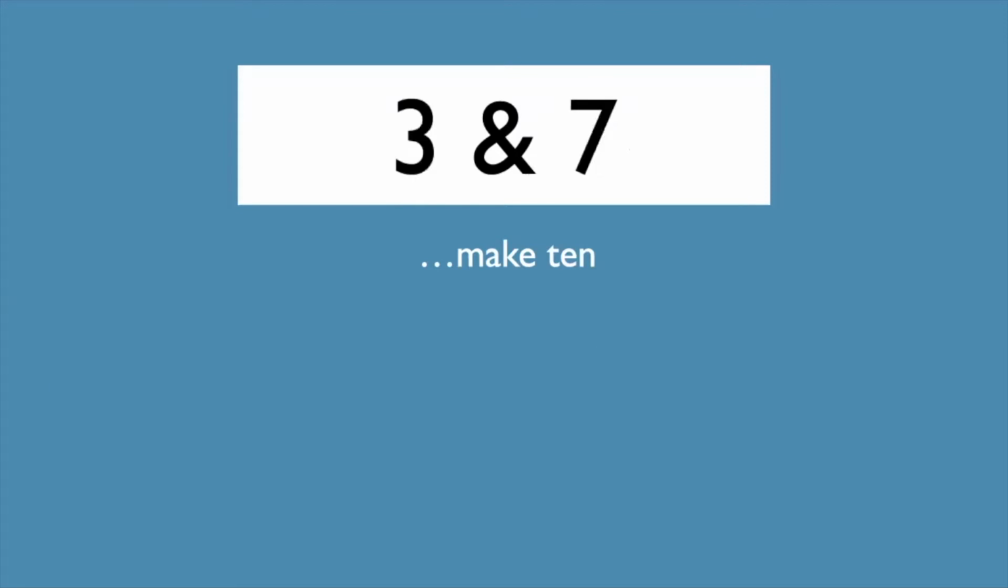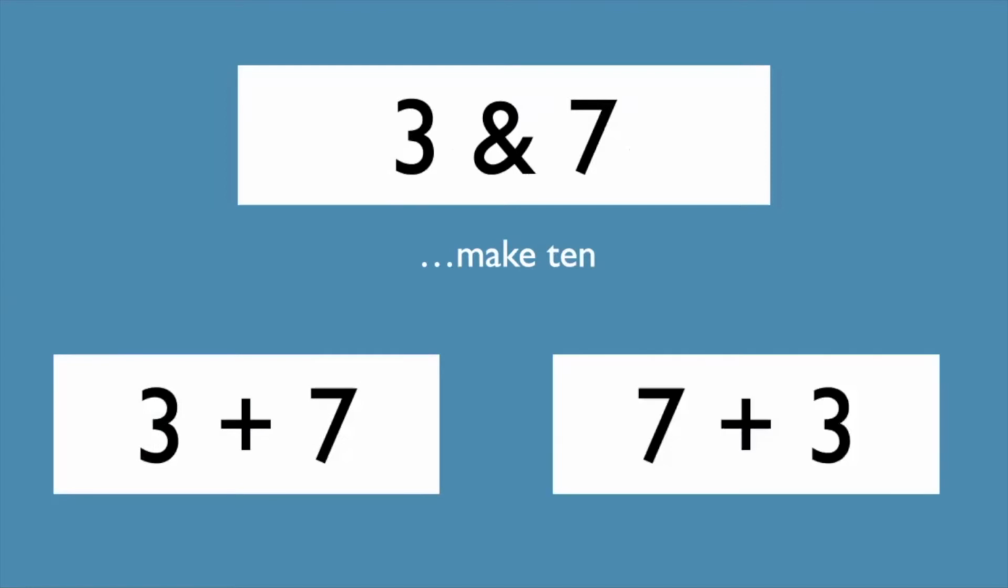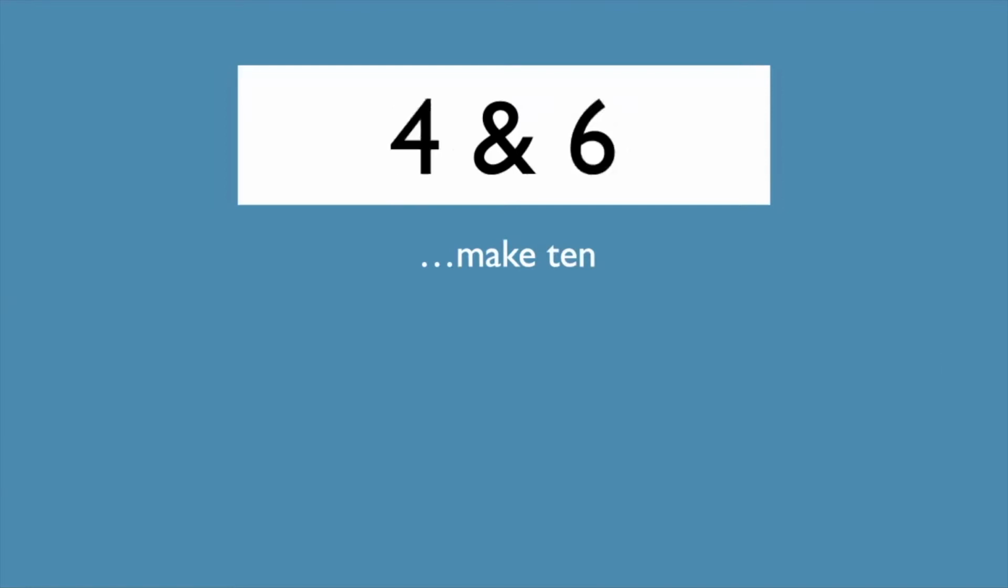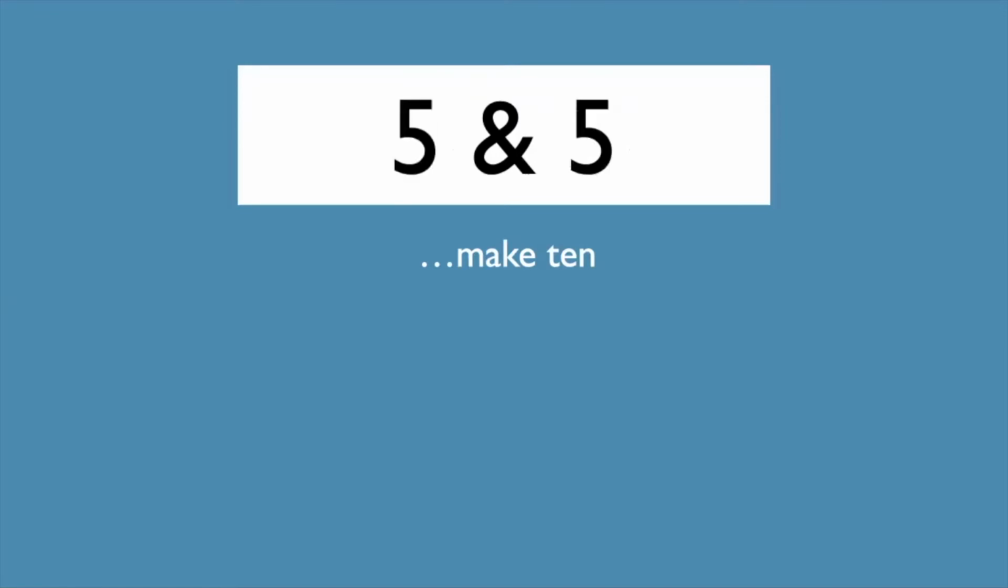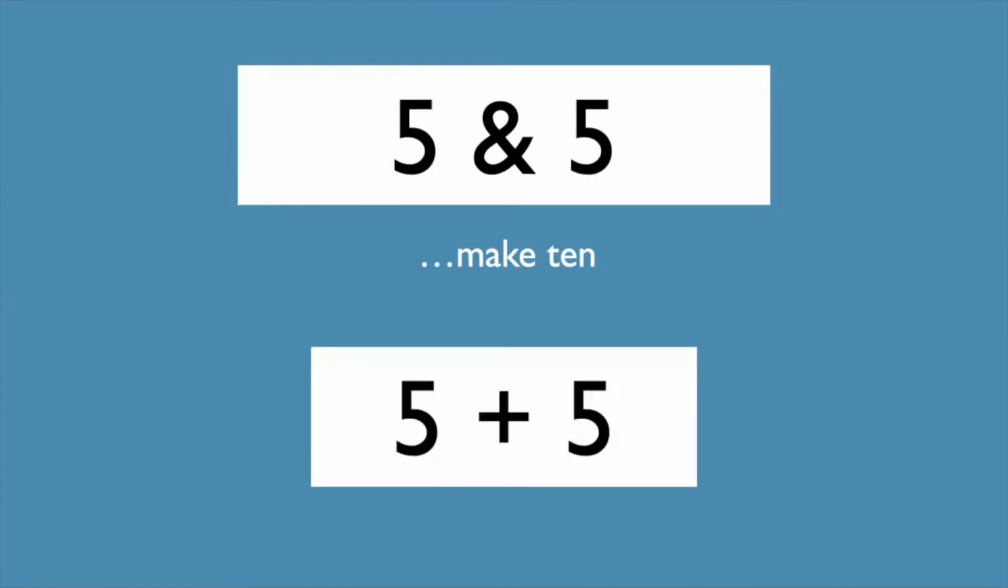3 and 7 make 10. Add them both ways. 3 plus 7, 7 plus 3. 4 and 6 make 10. Add them both ways. 4 plus 6, 6 plus 4. 5 and 5 make 10. Add it one way. 5 plus 5 equals 10.